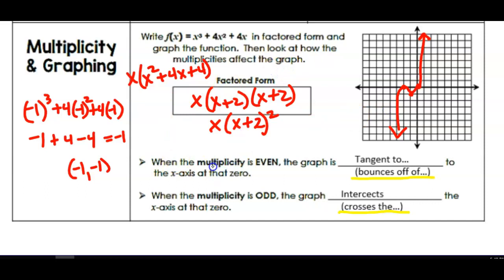All right, when the multiplicity is even, it is tangent to or bounces off. So at -2 right here, it bounced off. It did not actually cross. The multiplicity is odd. We had 0, multiplicity 1, and -2, multiplicity 2. When it was an odd multiplicity of 1 or 3 or 5, then it actually crosses the x-axis.